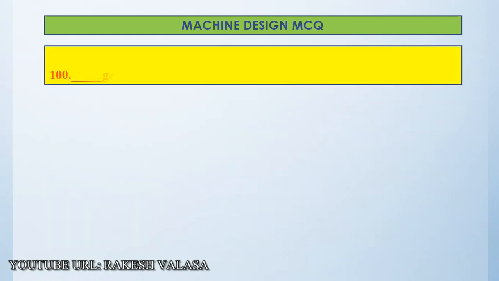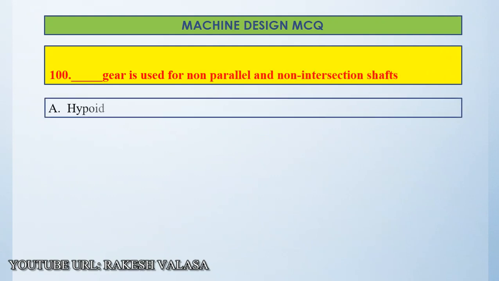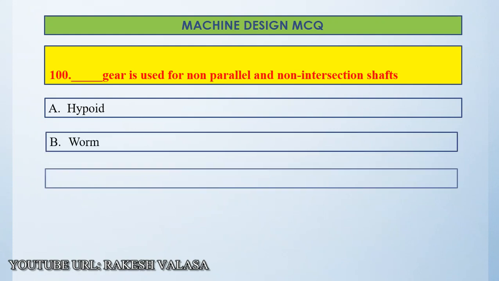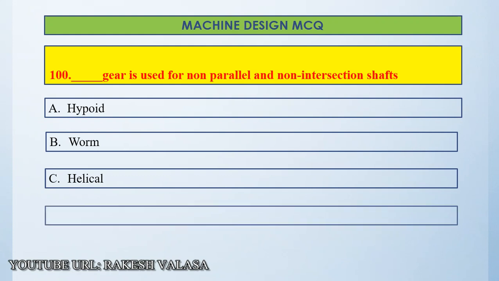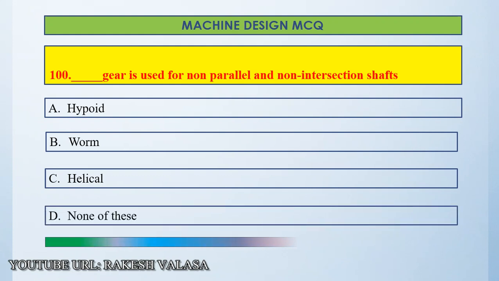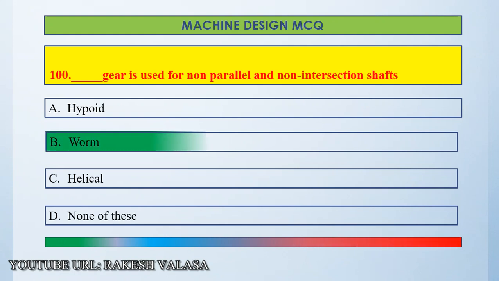Question number 100. Blank gear is used for non-parallel and non-intersecting shafts. Option A, high powered. Option B, worm. Option C, helical. Option D, none of these. The correct answer is option B, worm gear. Worm gear is used for non-parallel and non-intersecting shafts. So the correct answer is option B.